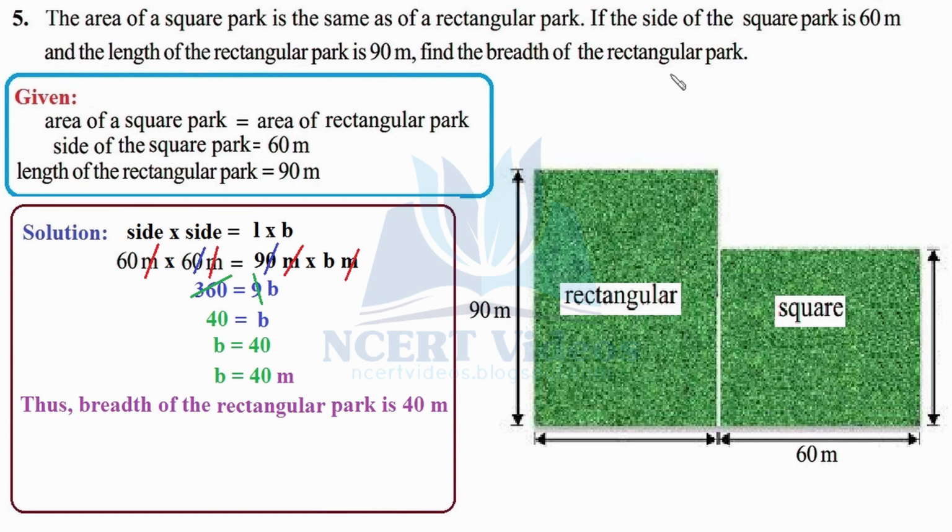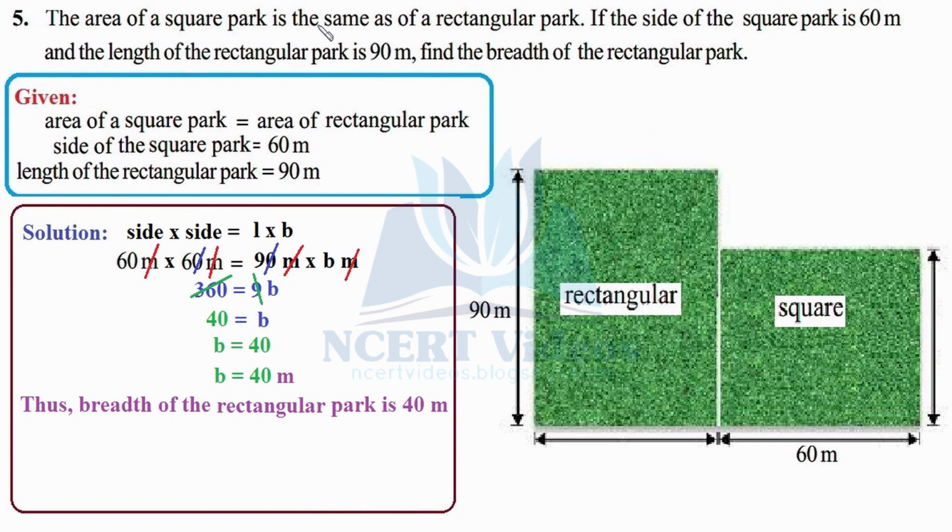Now if the side of the square park is 60 meter, this is your 60 meter. This will also be 60 meter, 60 meter and 60 meter because it's a square. And the length of the rectangular park is 90 meter. This is 90 meter. So what are you missing? You're missing the breadth of this rectangle. That is what this question is also asking for: find the breadth of the rectangular park. Very easy. You just have to compare both the things.